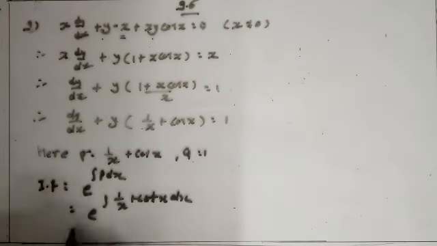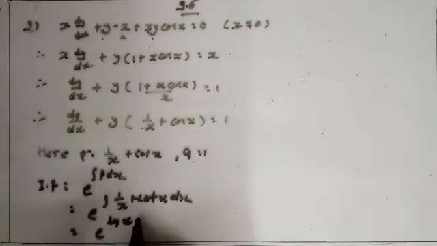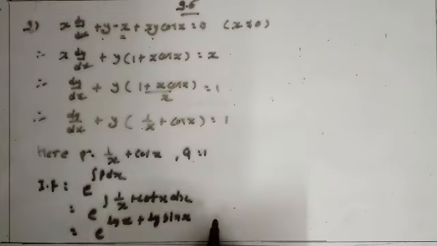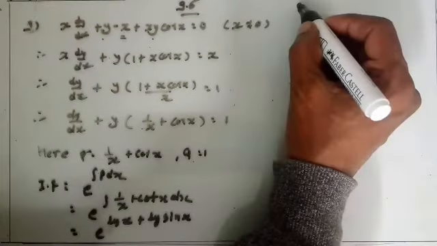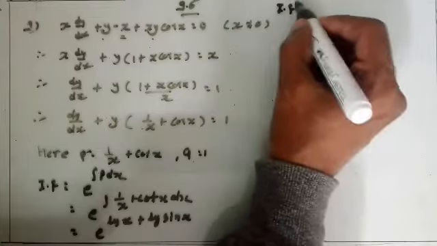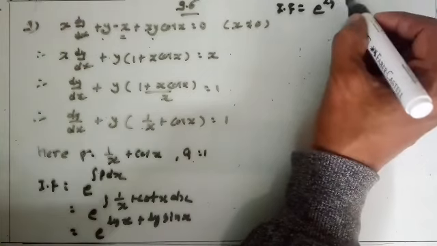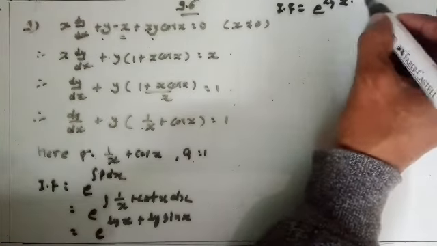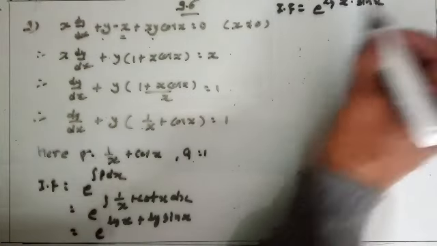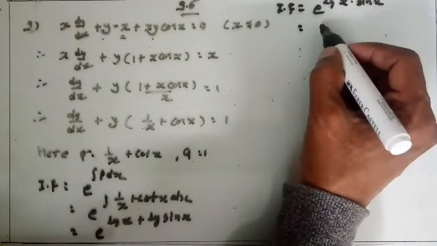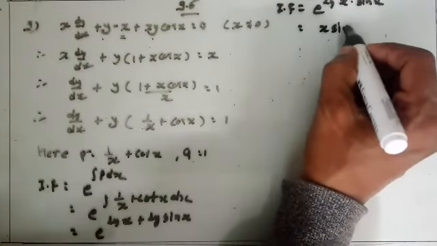So e raised to the integration of 1/x, which is log|x|, plus the integration of cot x, which is log|sin x|. Clear? So IF becomes e raised to log(x sin x), so IF is equal to x sin x.